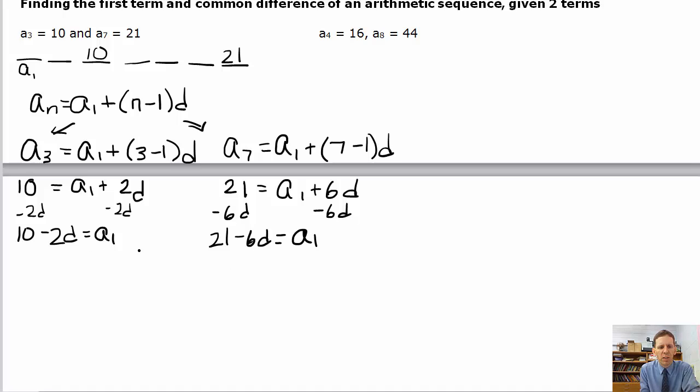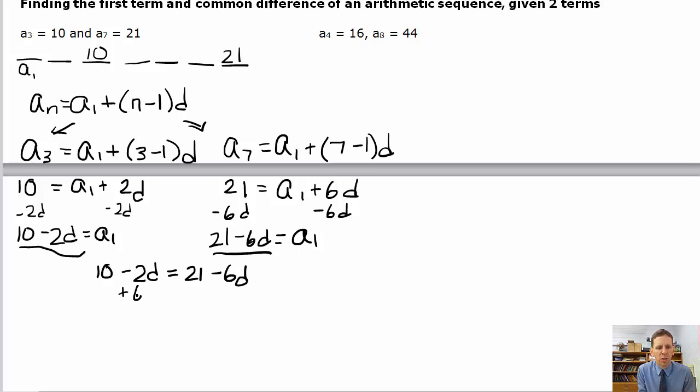And both of these are equal to a sub 1, which means that if a sub 1 equals this, and a sub 1 equals this, then these two expressions I've underlined are equal to each other. So we're going to say that they are equal to each other. 10 minus 2d has to be the same thing as 21 minus 6d because they're both equal to the same thing, which is a sub 1.